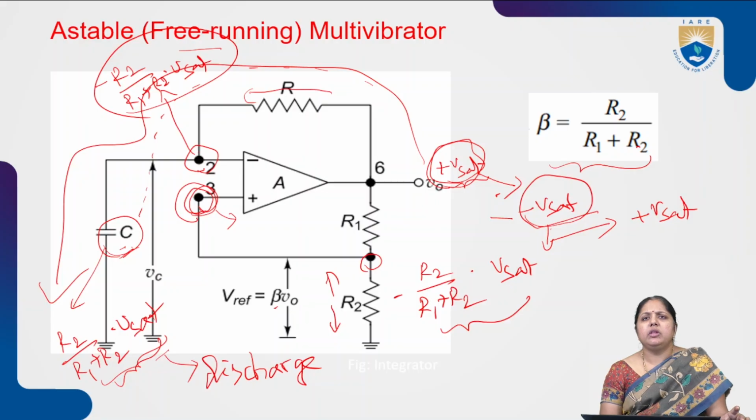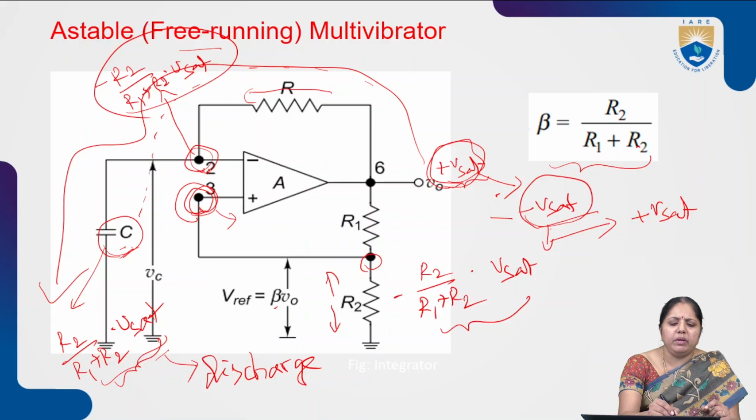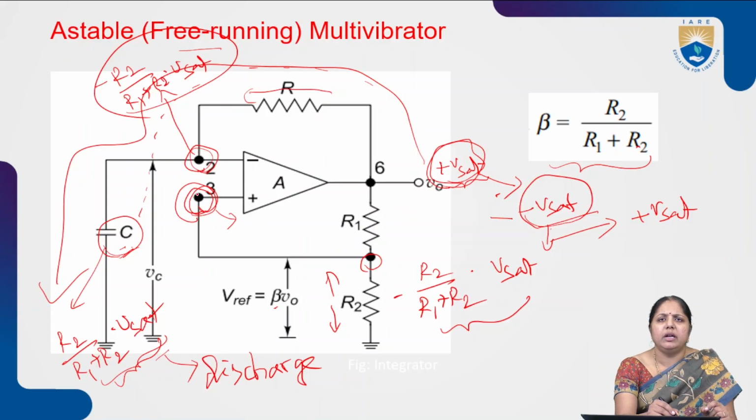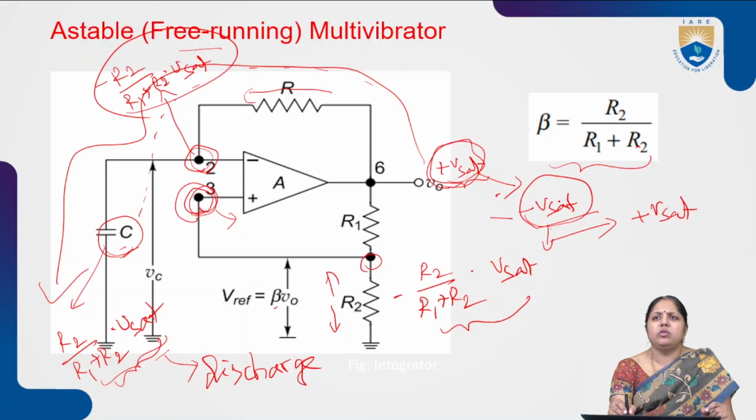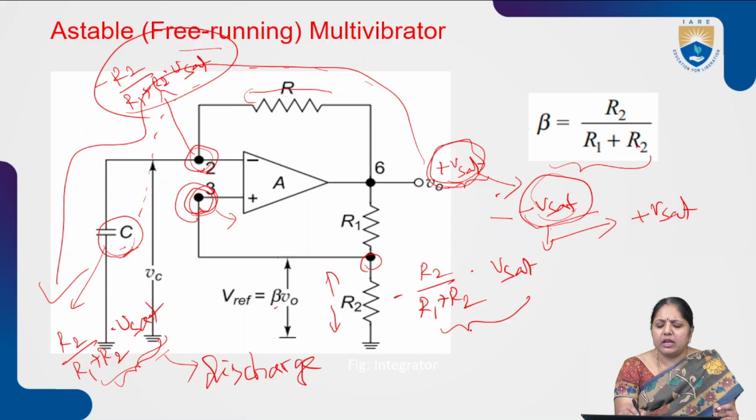If you observe this point, one time when the output voltage is plus Vsat, the capacitor is charging. When the voltage at terminal 2 becomes greater than the voltage at terminal 3, the output switches from plus Vsat to minus Vsat. When it comes to minus Vsat, the capacitor starts discharging. When the output voltage is minus Vsat, the potential at 3 is minus R2 by R1 plus R2 into Vsat.